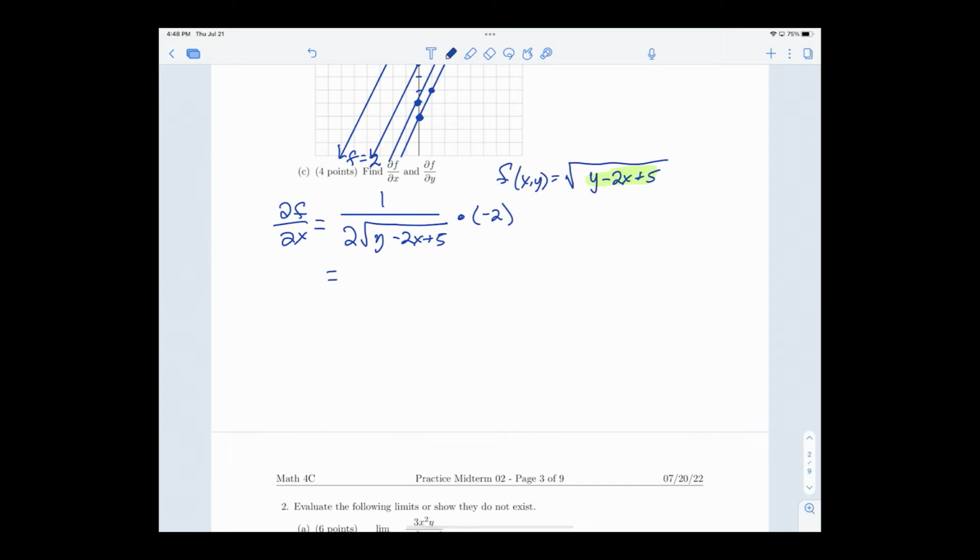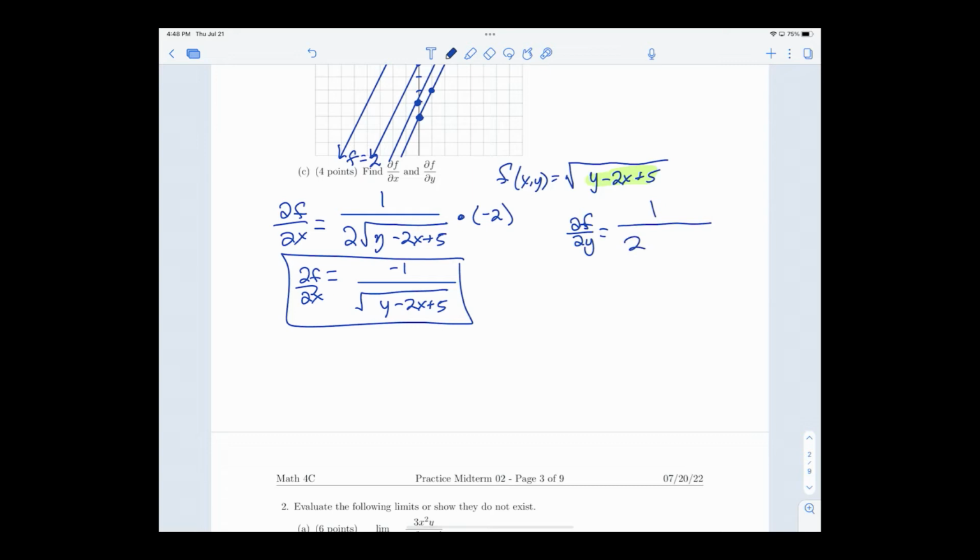So that's it. You can simplify it. You can cancel those 2's. And we did that. Do the same thing for df dy. So df dy will be 1 over 2 square root of y minus 2x plus 5 times the derivative of what's inside with respect to y, which is 1. So that's it. We're done. Those are very straightforward derivatives. Problem 1 done.